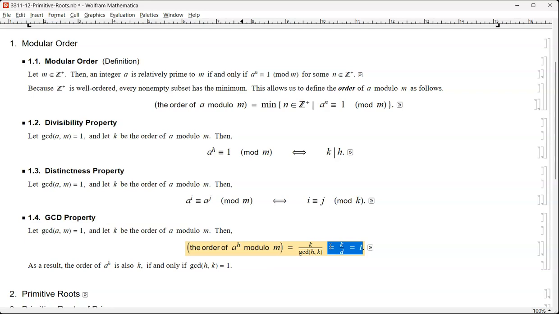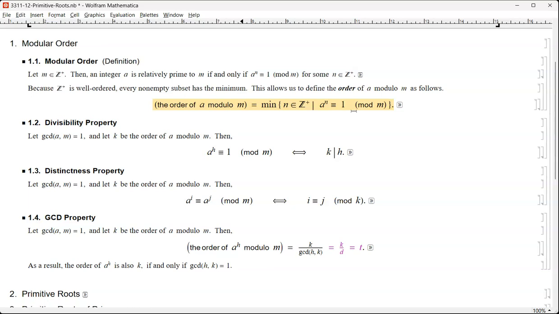So for the purpose of the proof, let's take this renaming. And then we're going to prove that this t, defined as k over d, is indeed the order of a to the h power mod m, or the smallest positive integer n, so that instead of a we put a to the h power, such that it to the nth power is congruent to 1 mod m.